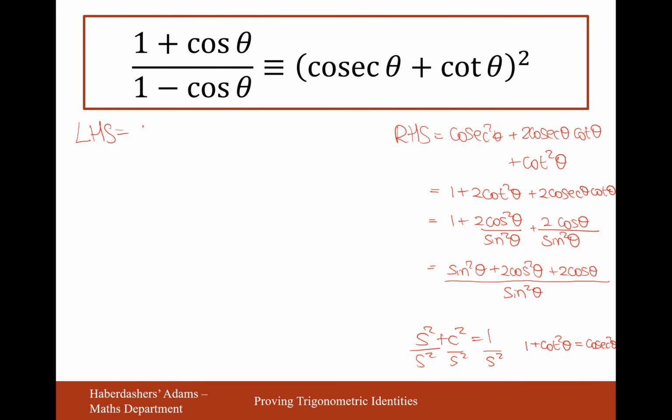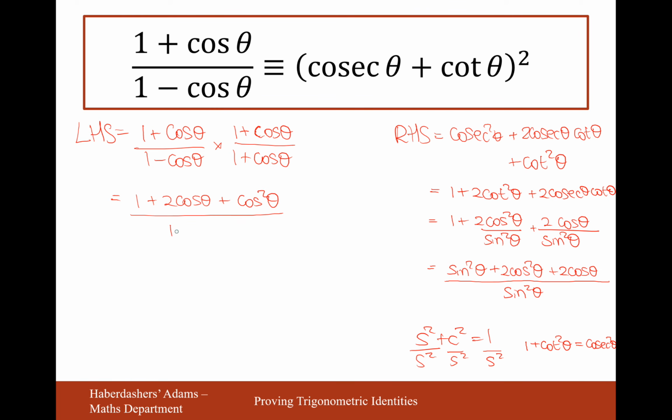Okay, let's get started on working on the left then. So 1 plus cos theta over 1 minus cos theta. I think I'll do the rationalising the denominator trick, where you take the bottom and multiply by the conjugate of it. It's 1 plus cos theta on the top, 1 plus cos theta on the bottom. So what will we get there? That will be 1 plus 2 cos theta plus cos squared theta all over 1 minus cos squared theta.